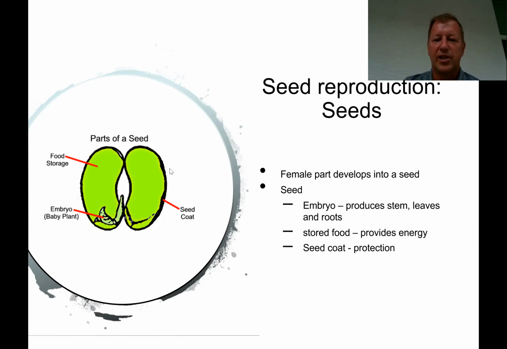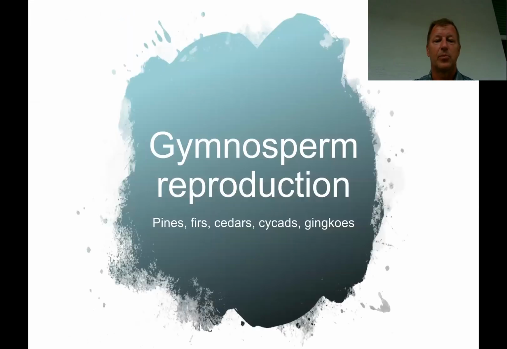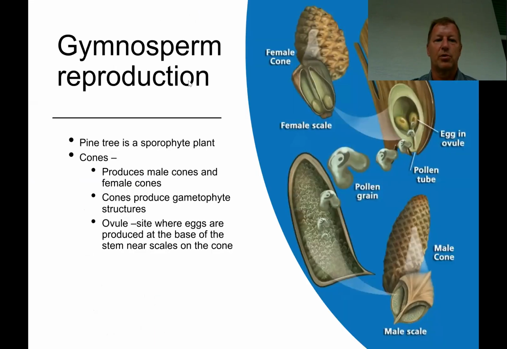So the rest of this is stored food, or the cotyledon. And then, of course, there's a seed coat, which just protects the seed. So gymnosperms, these are naked seeds. The seeds develop in cones. Angiosperms develop in fruits and flowers. So any flowering plants, angiosperms. So pines, firs, cedars, cycads, ginkgos, these are gymnosperms, okay?